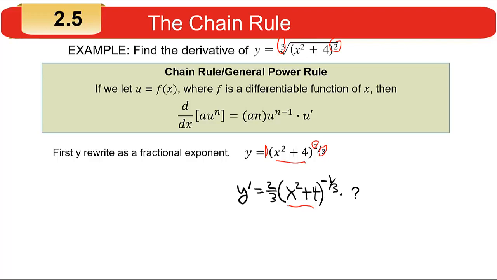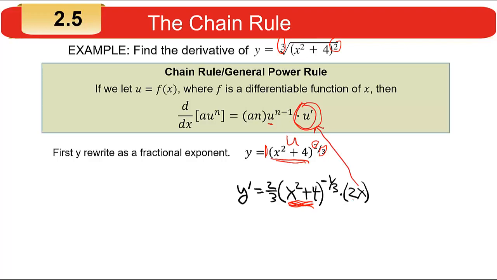But then you're missing a factor. The general power rule says then you have to go back and multiply by the derivative of the base. And the base is this u, which in this case is the x squared plus 4. Derivative of x squared plus 4 is simply 2x.